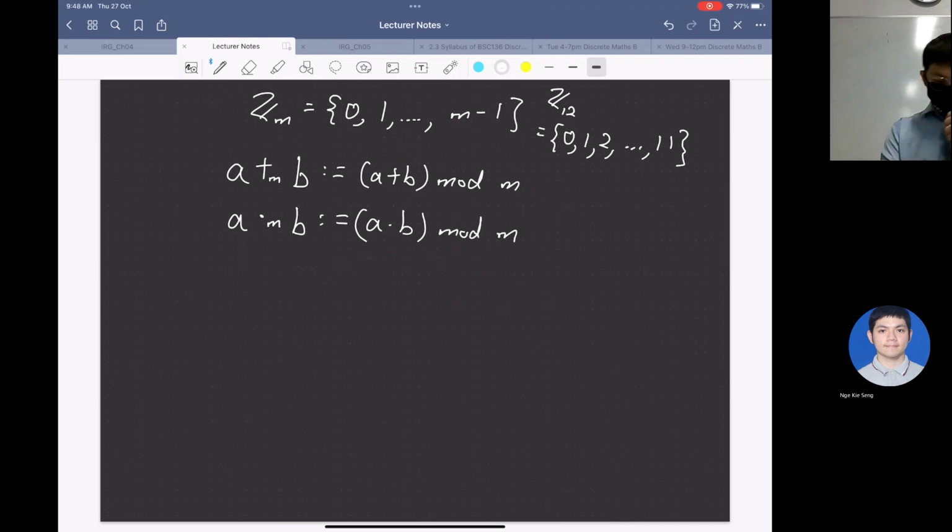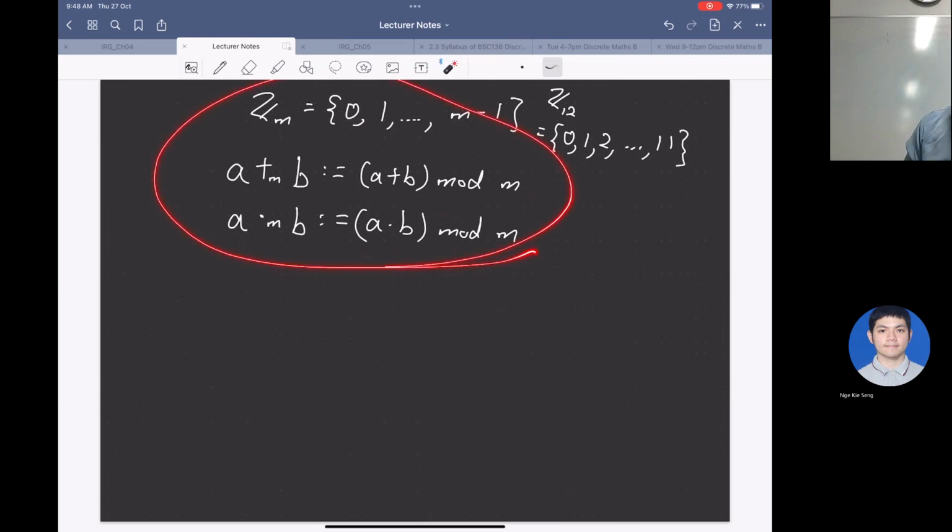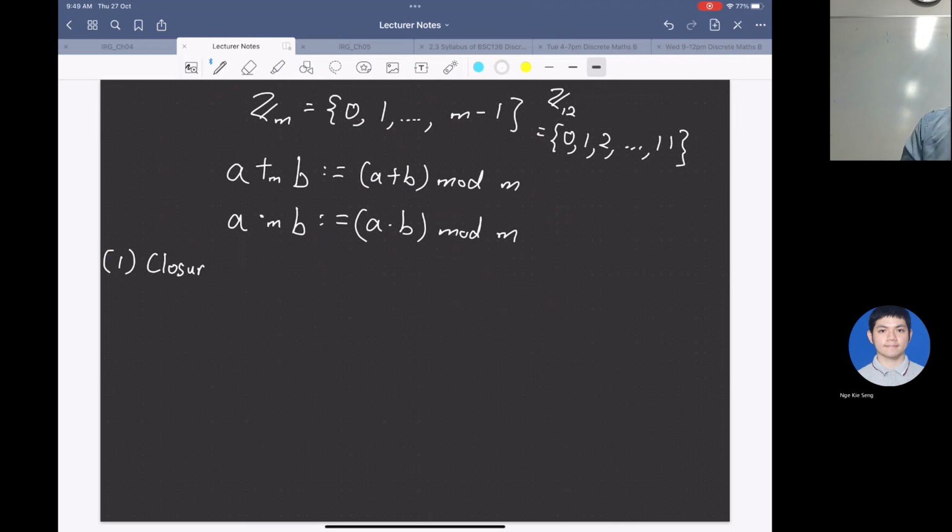Okay. So why are we looking at this set here? This set shares similar properties with the integers. For example, we have closure. What does closure mean? For all these properties, we will take all the different numbers in Zm.